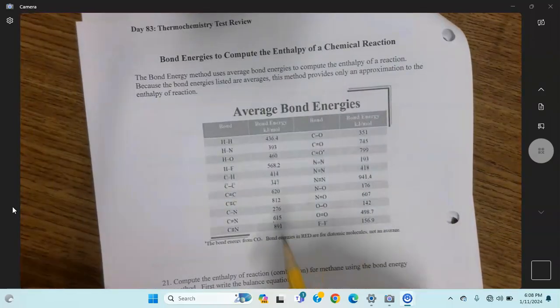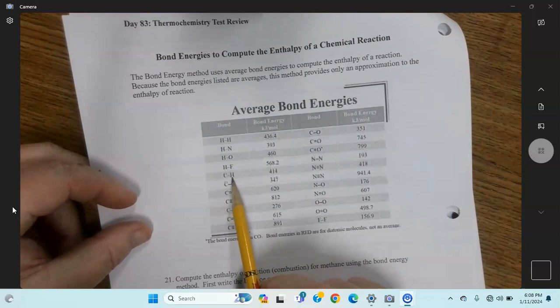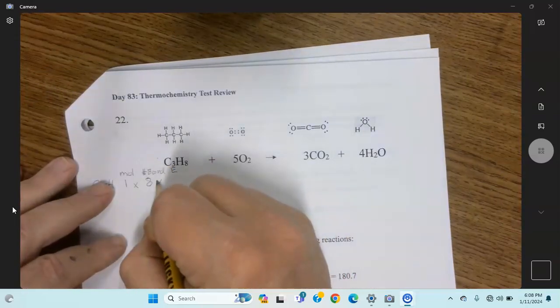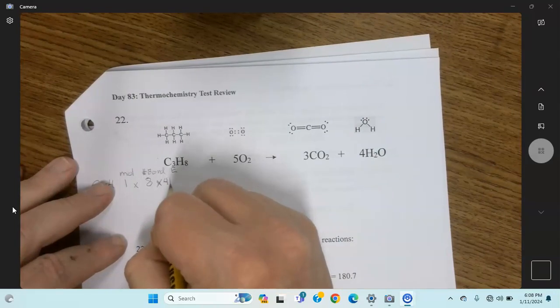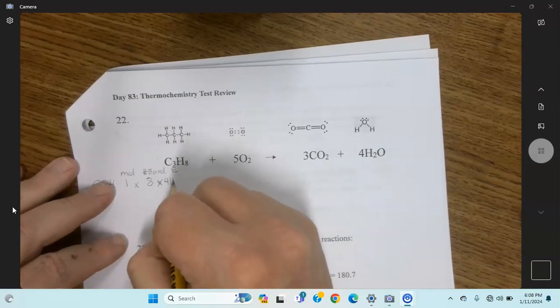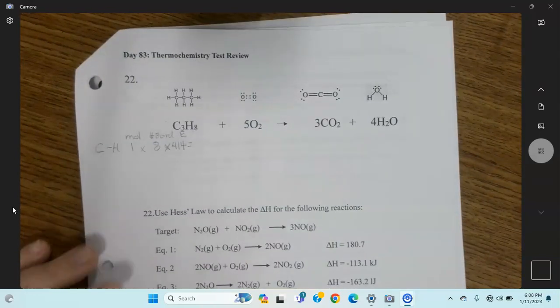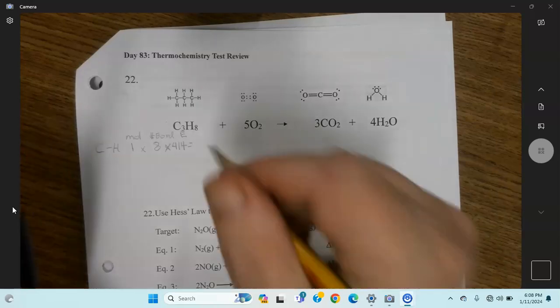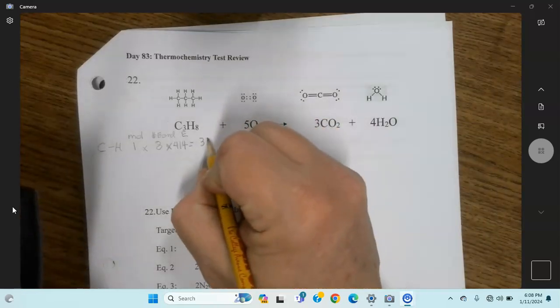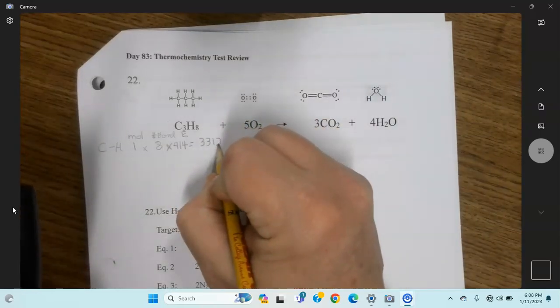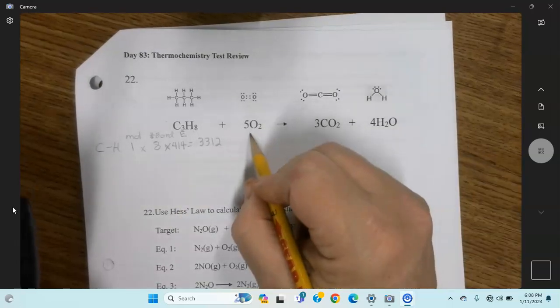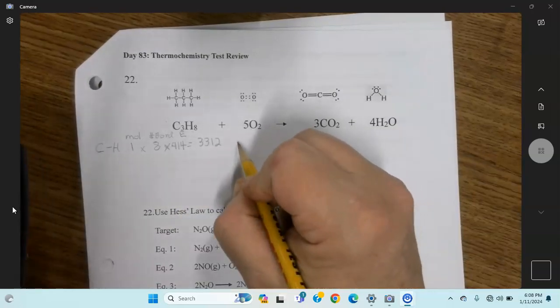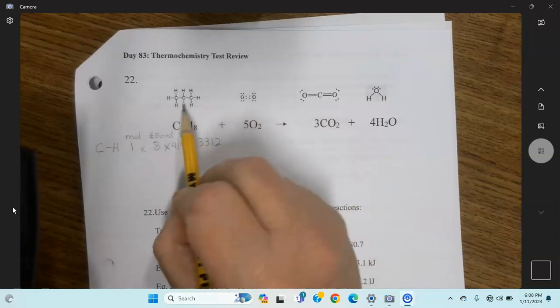So let's look at this. So carbon-hydrogen is right there. It's got 414. And now you can multiply that and figure out how much is in carbon-hydrogen bonds. It's 8 times 414, and that's going to give you 3312. Okay? Now for oxygen, you have 5 molecules. Oh, whoops, I didn't finish.